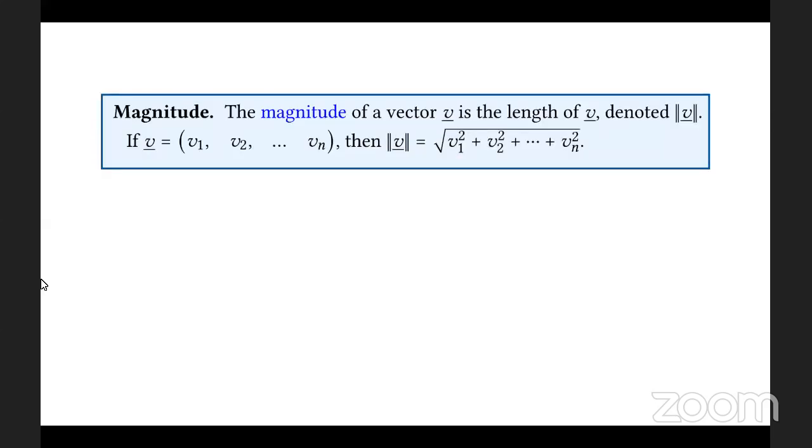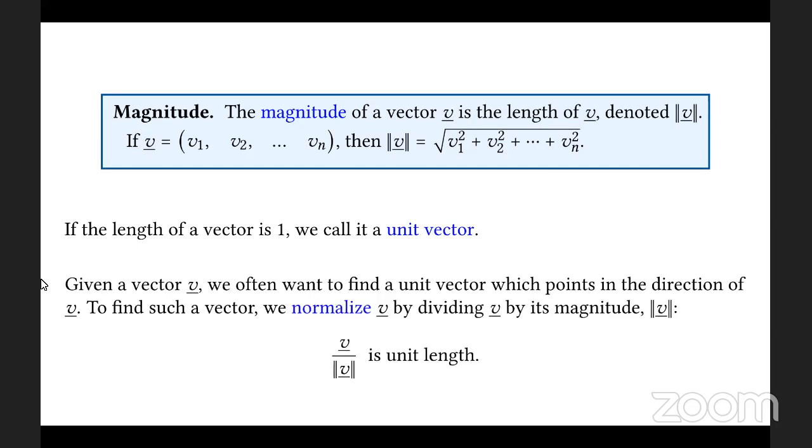Okay, magnitude. The magnitude of a vector is just the length of that vector. We denote it with double bars on the sides, and the way we take the magnitude is basically a generalized Pythagorean theorem. We take the square root of the sum of the squares of all the entries of that vector. If it has length 1, then we call it a unit vector. Oftentimes we want to deal with unit vectors, because in a particular formula it often ends up being a lot cleaner.